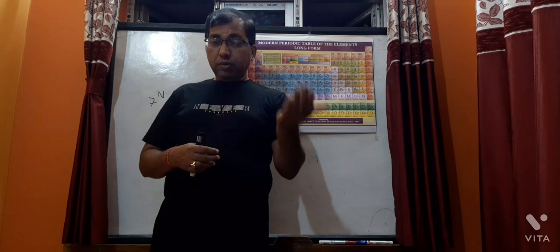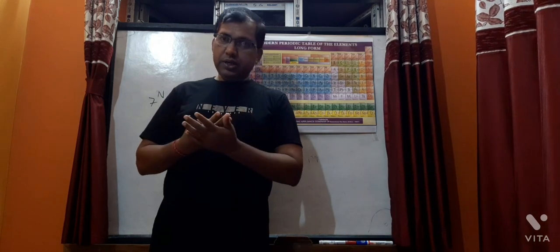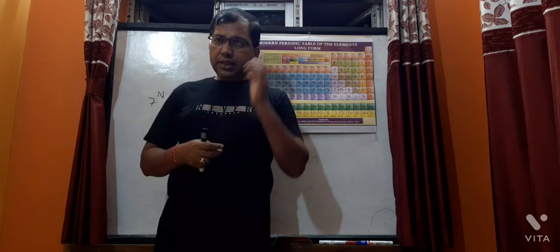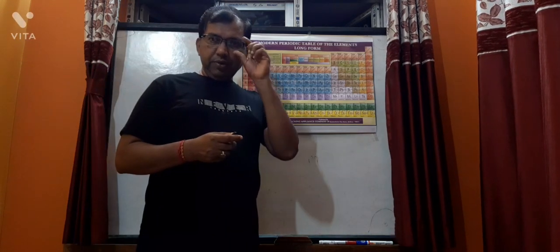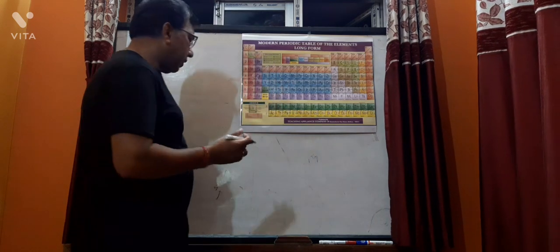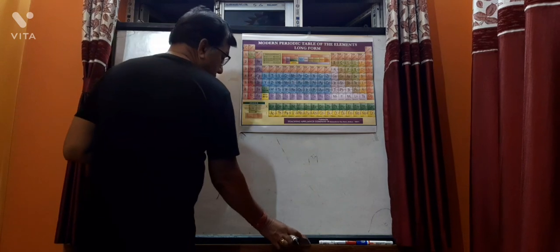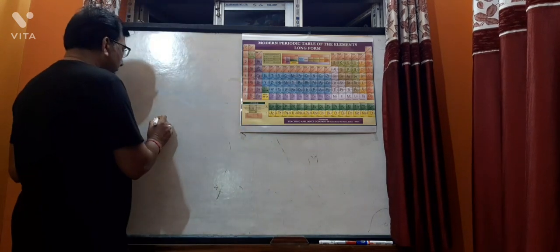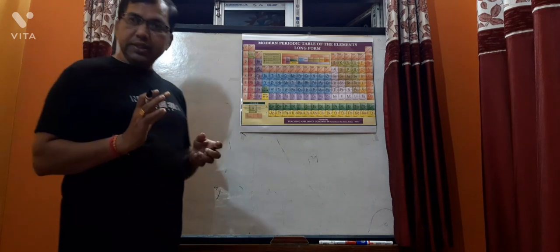For an s block element, what will the group be? For a p block element, what will it be? For a d block element? Nothing else. The highest period means the highest shell. Suppose an example I am giving: an element A, with atomic number 16.